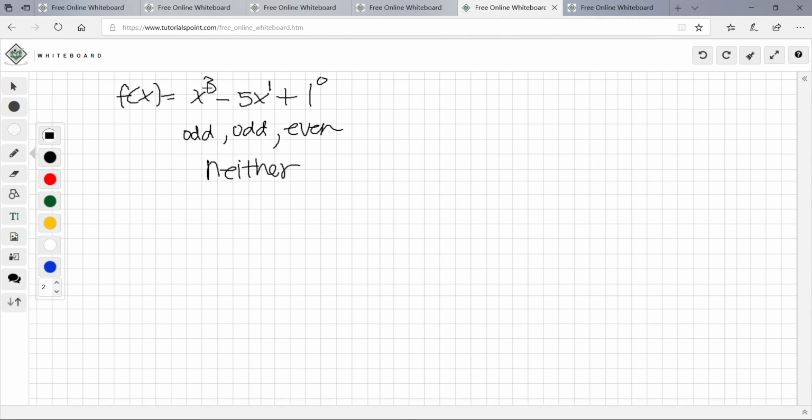And I know this is a polynomial, and polynomials are weird. Like, they could go something like this. So there's no reflection whatsoever, so it's just neither. And that's it for the section.